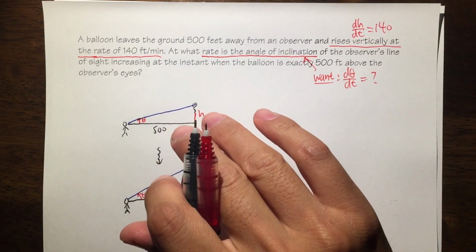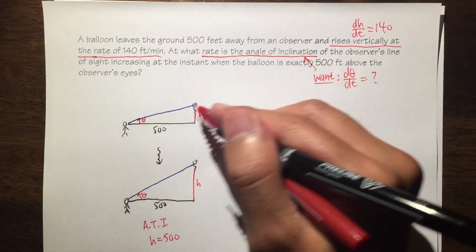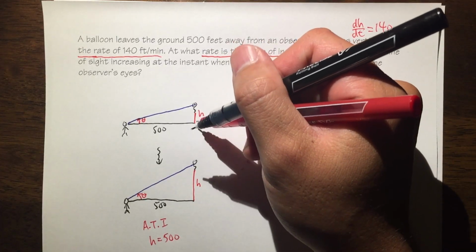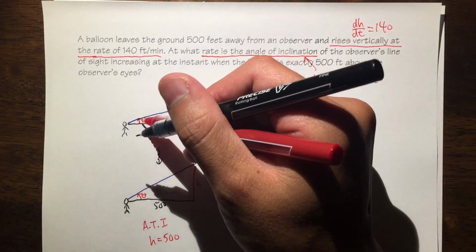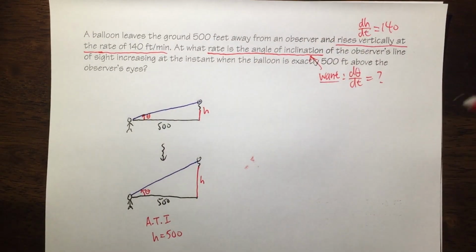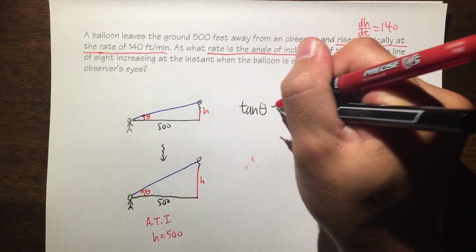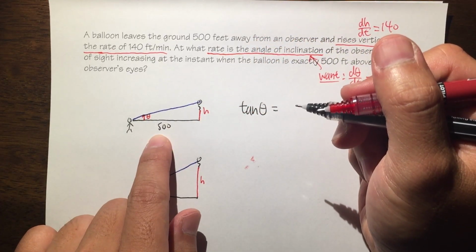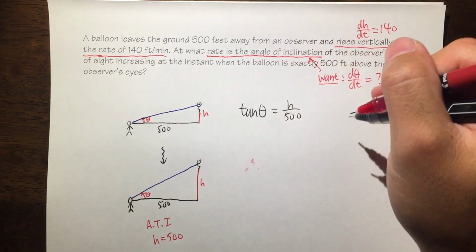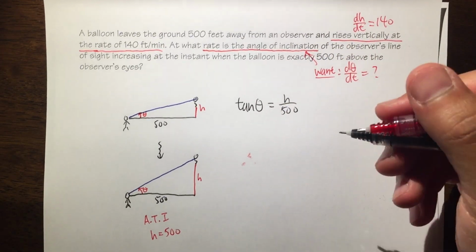And now let's look back to this picture. We have a right triangle, but this time I don't really care about this third side, this hypotenuse, right? Because we care about the opposite side and the adjacent, and also the angle right here. Opposite and adjacent, let's use tangent. From here, let me write down tangent theta is equal to h over 500. So let's put that down right here. And that's pretty much it. We just have to remember theta and h are both functions of time.